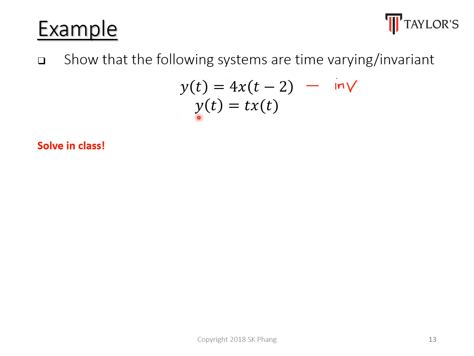However, if you look at the second example here, y(t) equals t times x(t). If you substitute t with t minus beta, it turns out to be t minus beta multiplied by x(t minus beta) for y(t minus beta), which is different from just substituting t with t minus beta. Therefore, for the second case, this is not a time invariant system. This is in fact a time varying system. So I'll just write the word varying here.